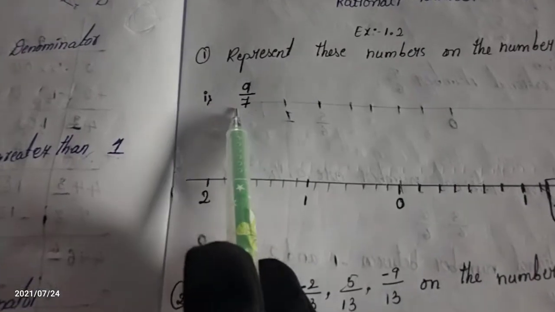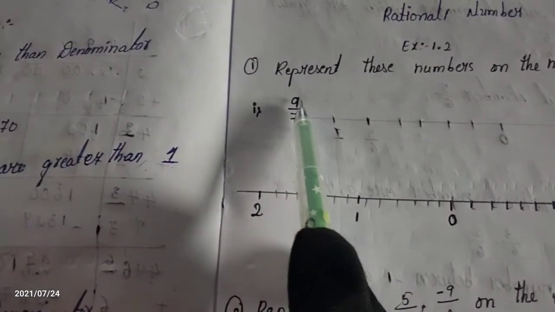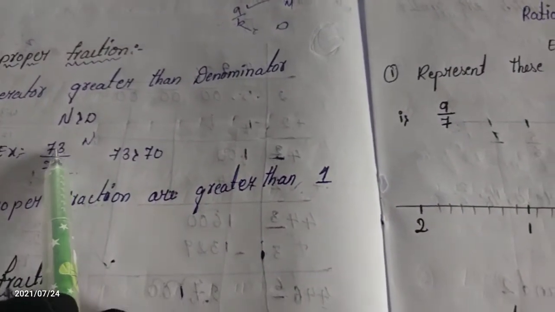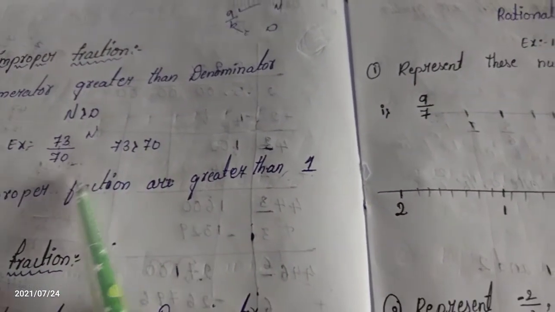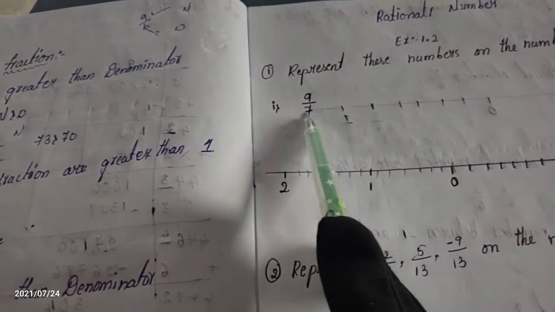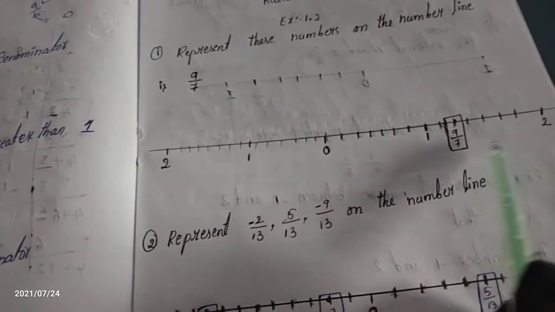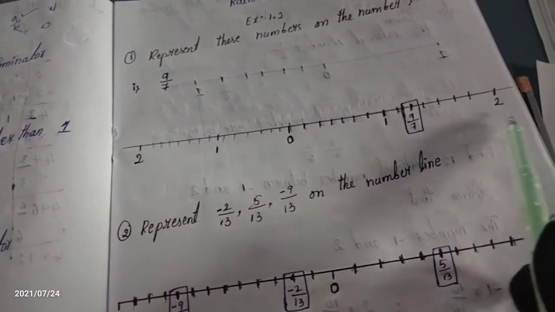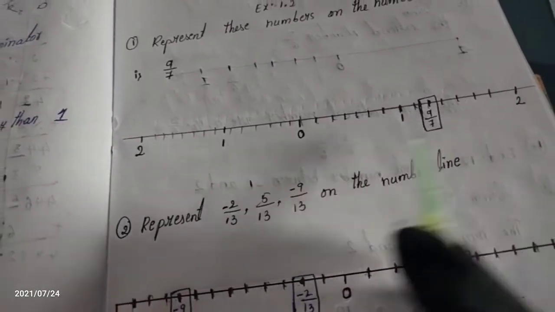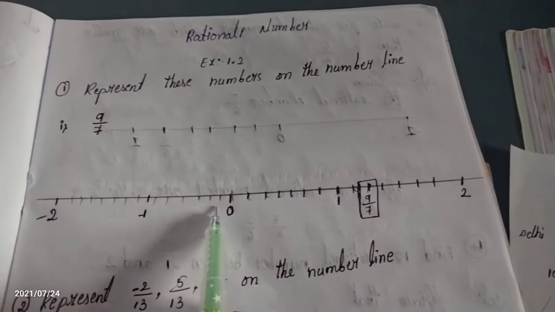First observe: is it improper or proper? It is improper, because the numerator is greater and the denominator is smaller. Its answer is greater than 1, so we have to take numbers greater than 1: 1, 2, 3, 4 and so on. Here we take 1 and 2, and also minus 1 and minus 2. Can you understand my point?